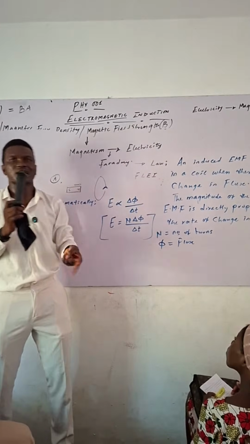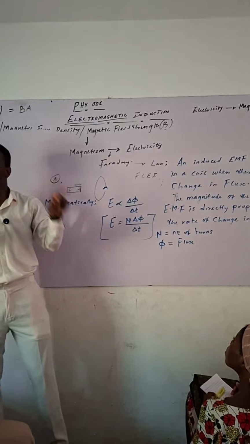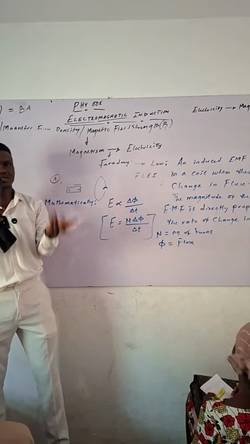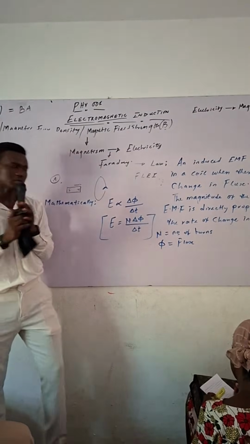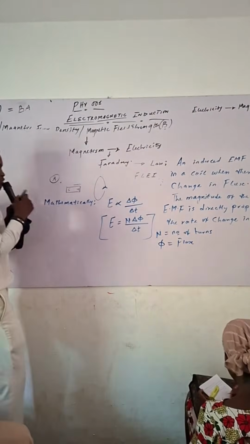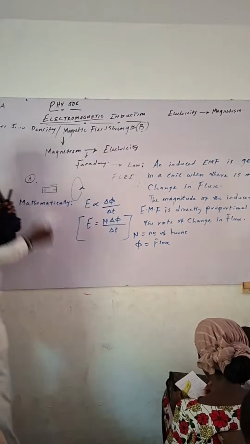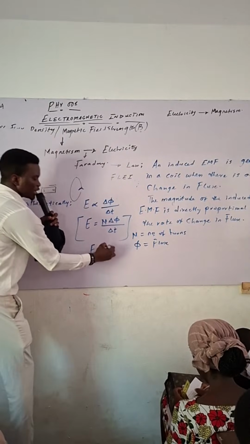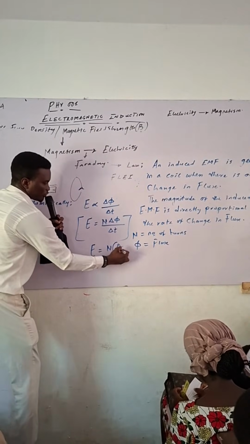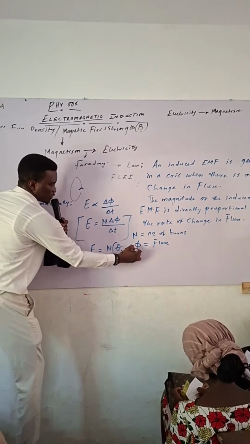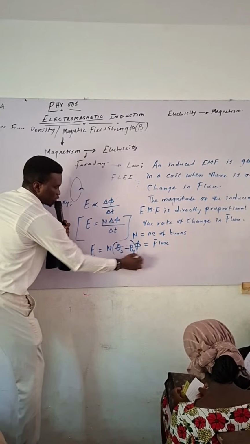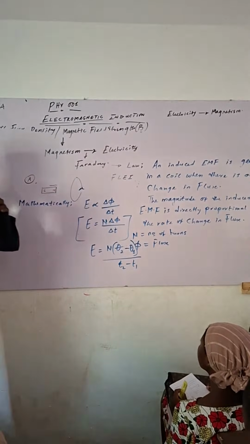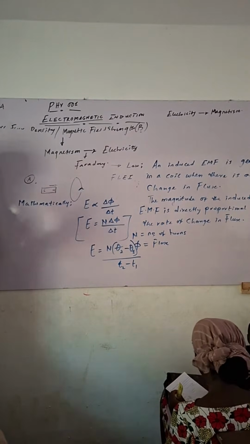What is the unit of magnetic flux density? It is Weber per meter square or Tesla. They ask these questions as students before. So you know the rest. Now they can even give you a question and they will tell you that E is equal to N times (phi 2 minus phi 1) all over (T2 minus T1). So that is Faraday's law.